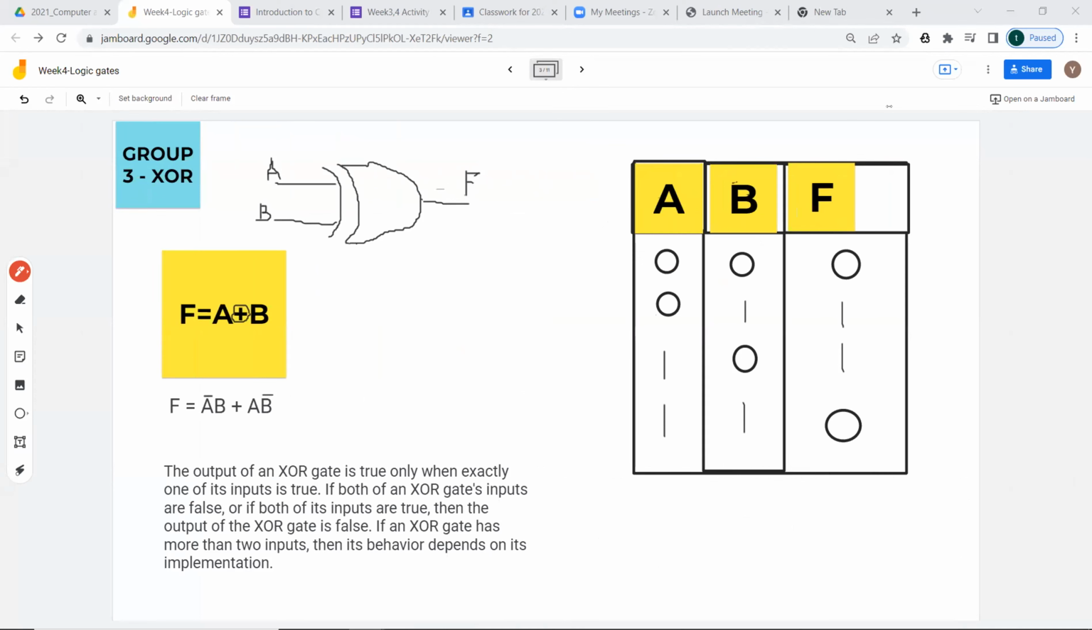From group 3? So we are from group 3 and we got the XOR gate. What happens in this gate is, when both inputs are the same, the output is going to be true. Sorry, I'm sorry. When the inputs are the same, the output is going to be 0. When the inputs are different from each other, the output is going to be 1.